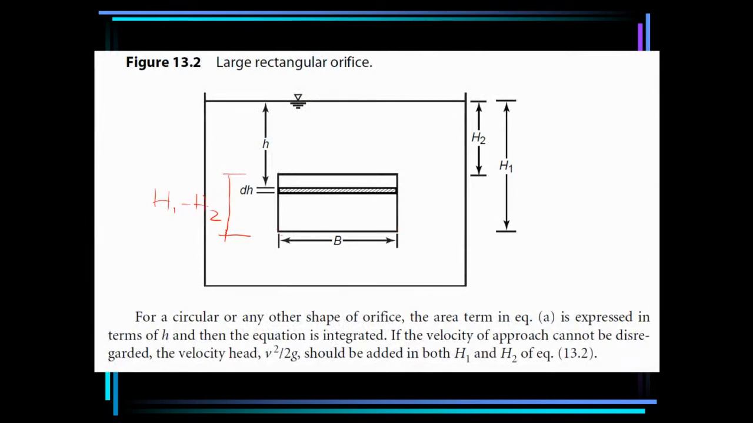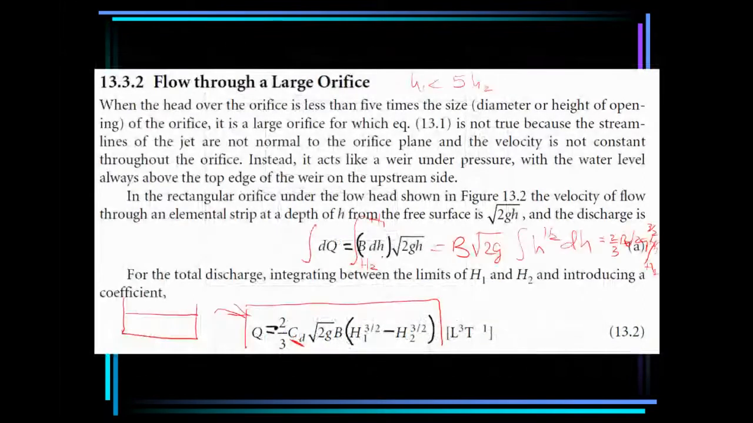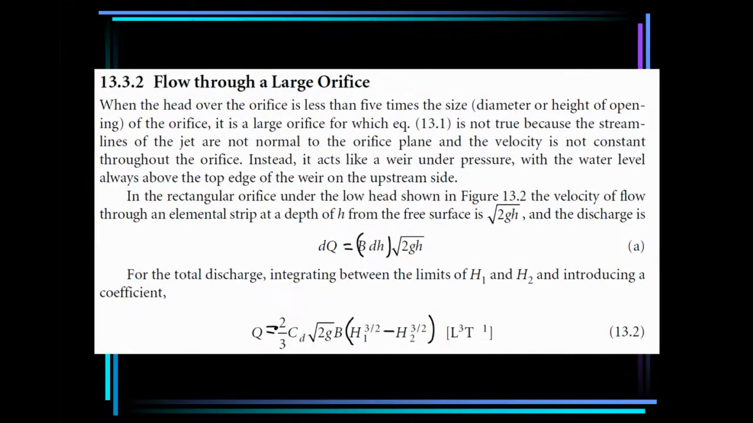Now, for a circular or any other shape of orifice, because this we considered like a rectangular one, the area in equation A is expressed in terms of h, and then the equation is integrated. This is the area, isn't it? This we considered a rectangular area. So for any other shape, is it triangular, trapezoidal, you express the area in terms of h.